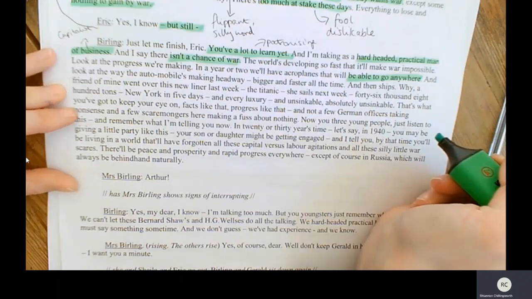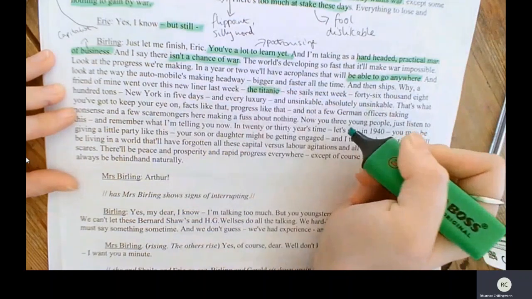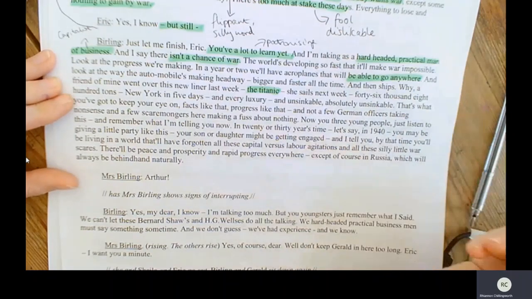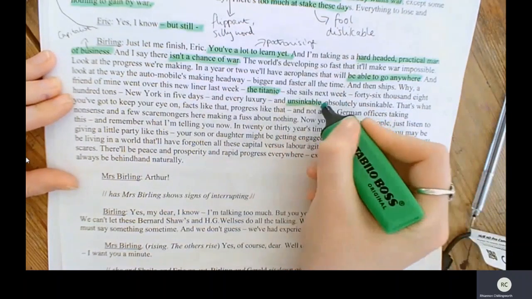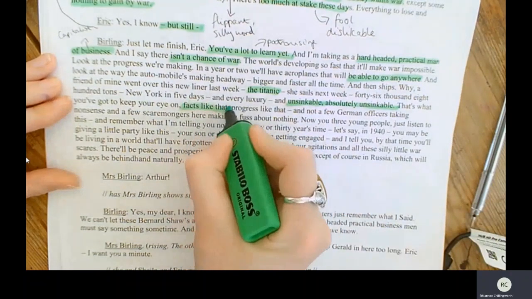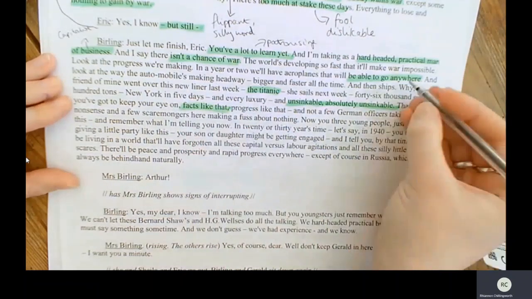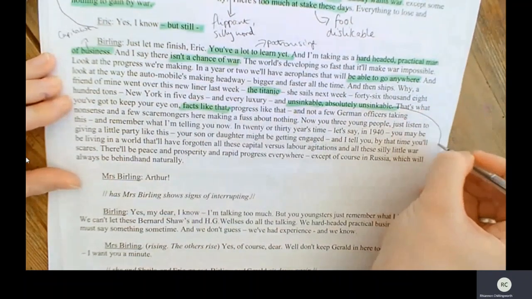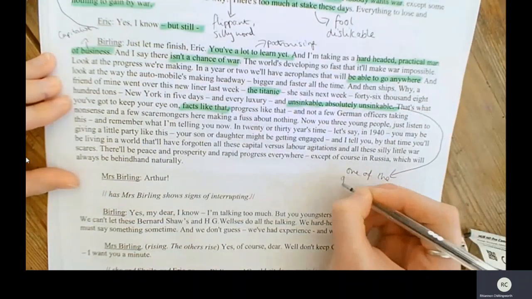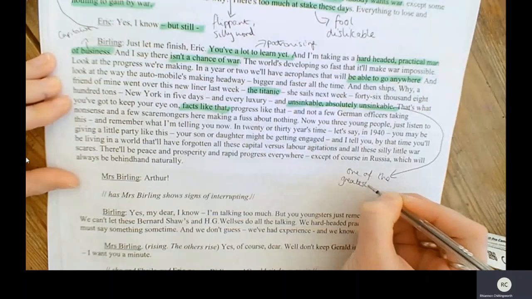And then ships. Why, a friend of mine went over this new liner out last week, the Titanic. She sails next week. 46,800 tons. New York in 5 days, and every luxury, and unsinkable. Absolutely unsinkable. That's what you've got to keep your eye on. Facts like that. Now, again, we know that the Titanic was one of the greatest disasters.